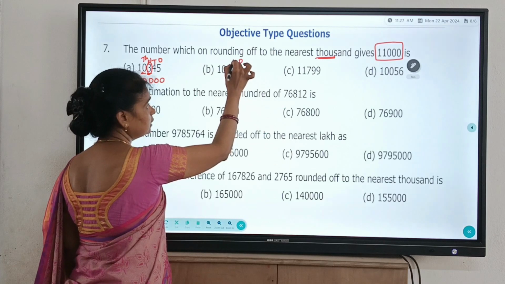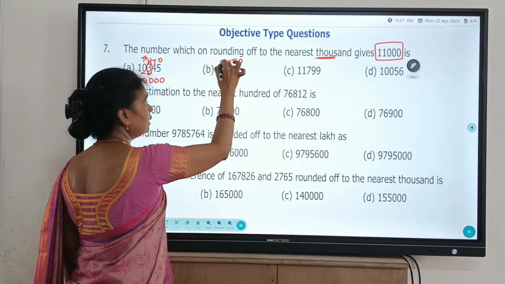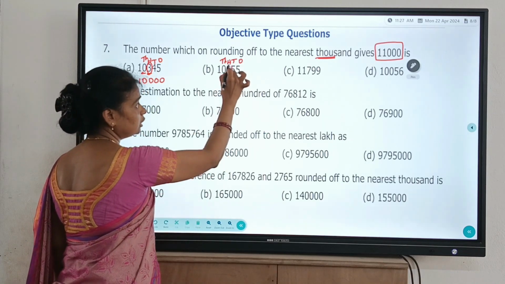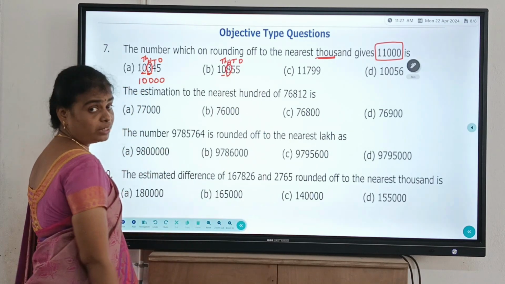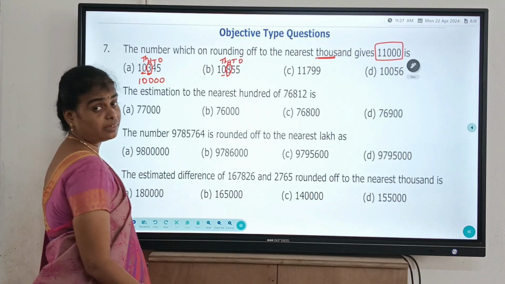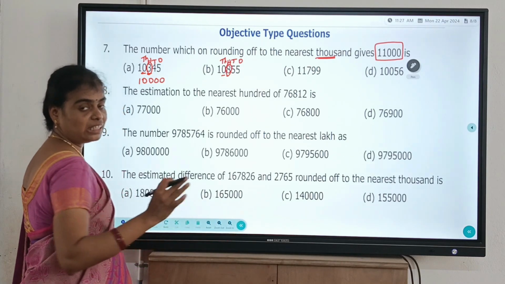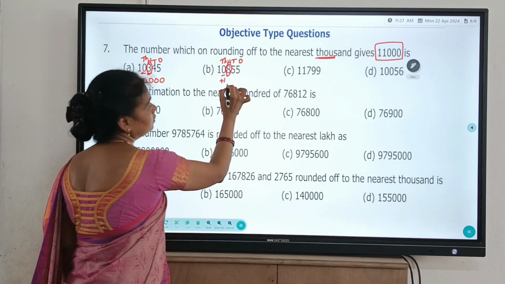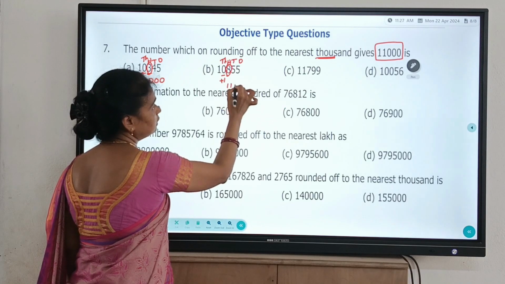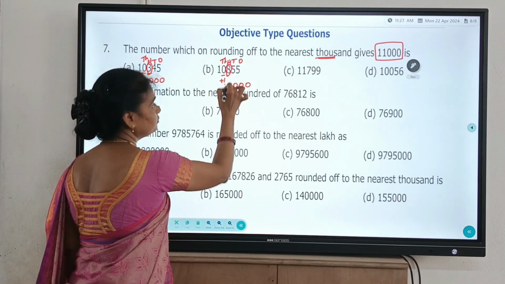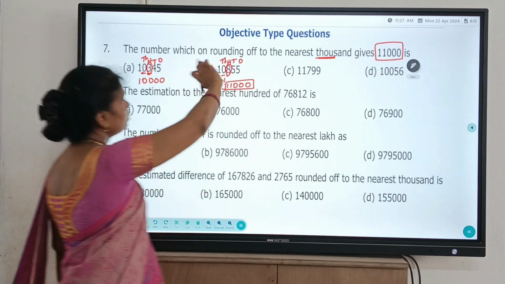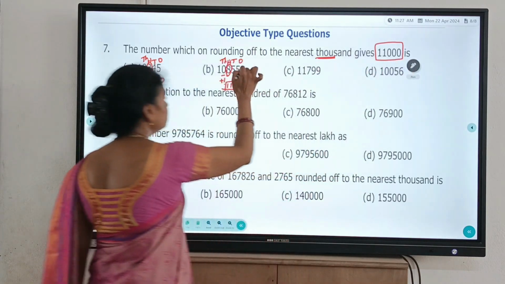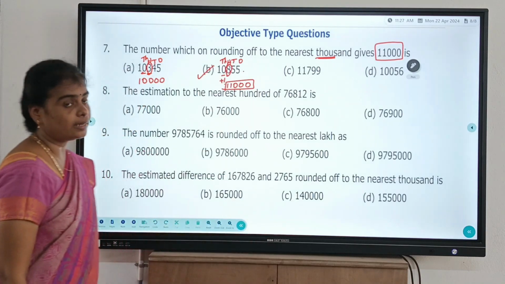And then the next case, ones, tens, hundreds, thousands. So this has to be rounded off. So check for the next number. It is 8. When it is equal to 5 or greater than 5, you will add plus 1. So the answer becomes 11,000. So in the question also, the number which on rounding off to the nearest 1000 gives 11,000 is this one. So option B is the right answer.